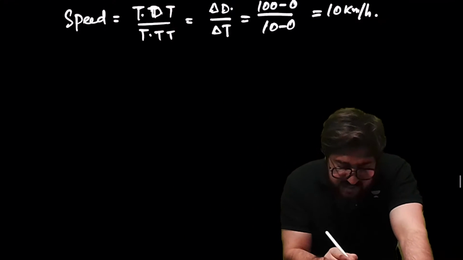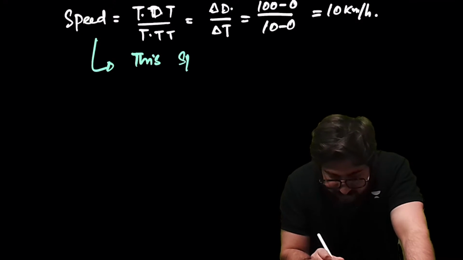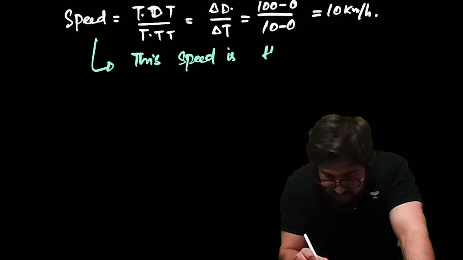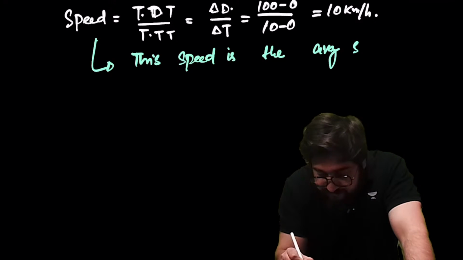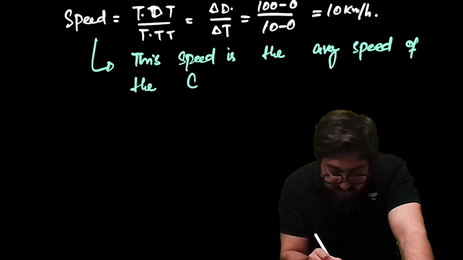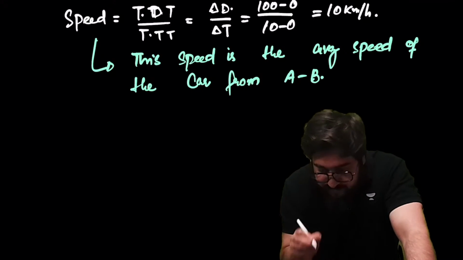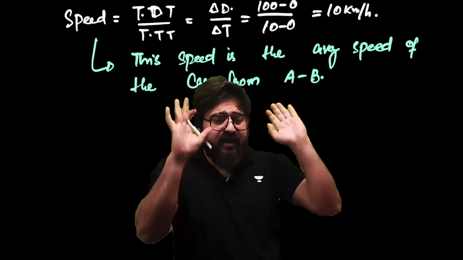Now, this speed is what we call the average speed of the car from A to B. This is the average speed of the car from A to B.